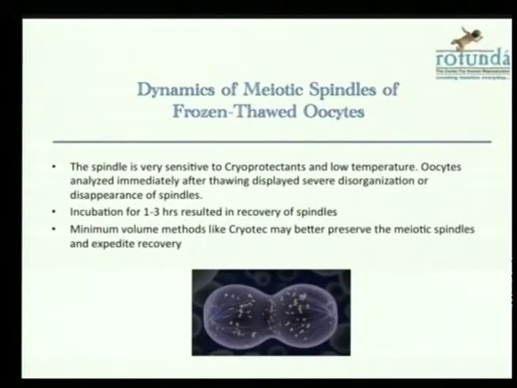Now, let us look at the meiotic spindles of frozen thawed oocytes. As we know, the meiotic spindles are crucial for the events following fertilization: completion of meiosis, second polar body formation, migration of pronuclei. The spindle is very sensitive to cryoprotectants and low temperature. Oocytes analyzed immediately after thawing displayed severe disorganization or disappearance of spindles. An incubation for 1 to 3 hours resulted in recovery of spindles.